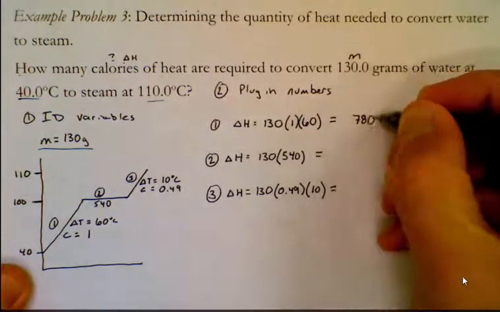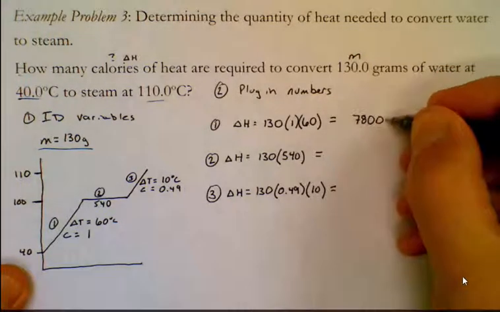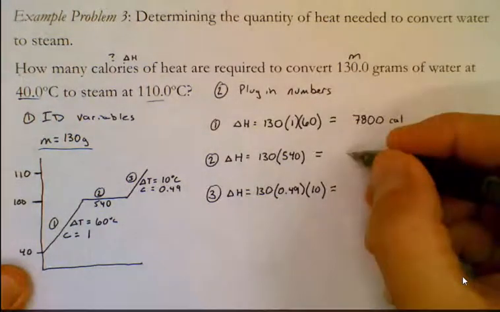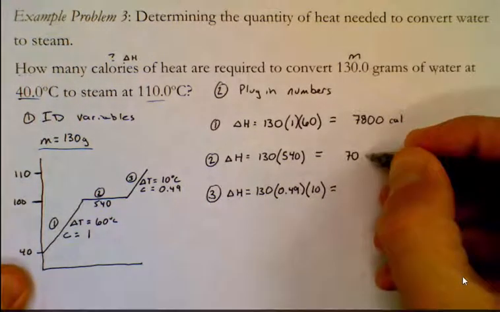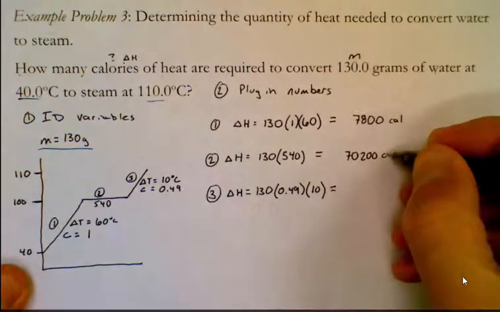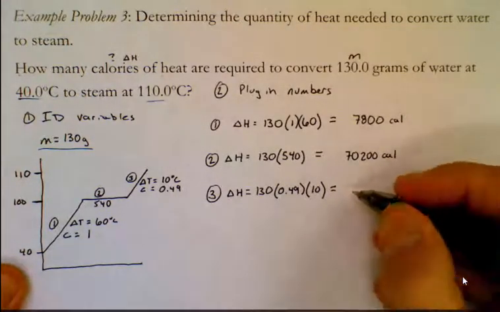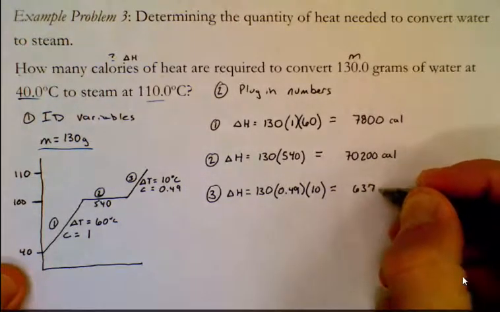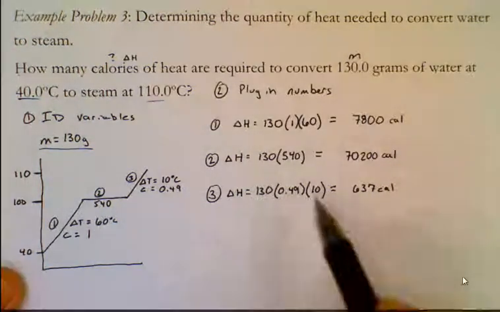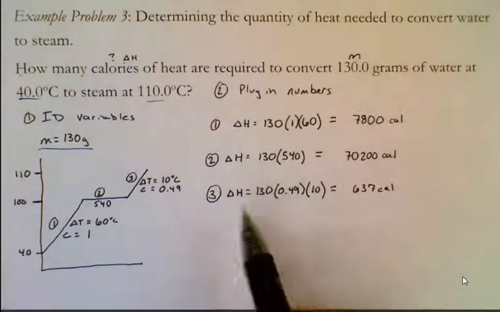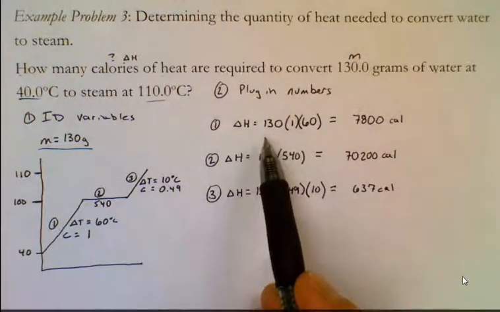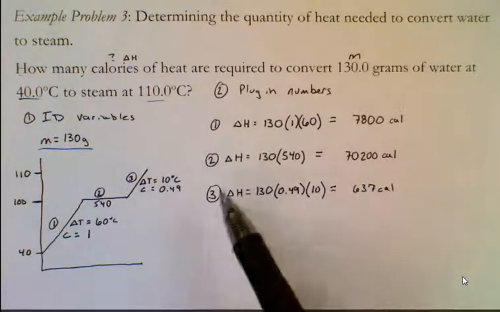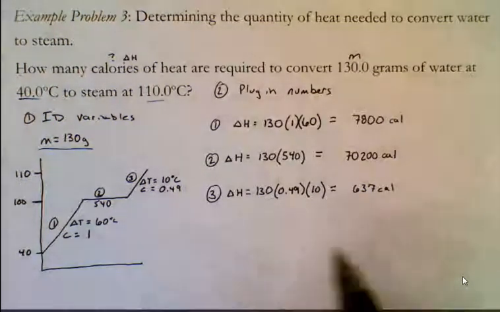For part 1, the change in heat is 7,800 calories, little c calories. For part 2, the change in heat is 70,200 calories. These would come from your calculator. And number 3, the change in heat is 637 little c calories. Notice I omitted using the labels, but if you were to use the labels in all cases, all units besides calories would cross off, which would make sense since we're solving for delta H, which is measuring calories.